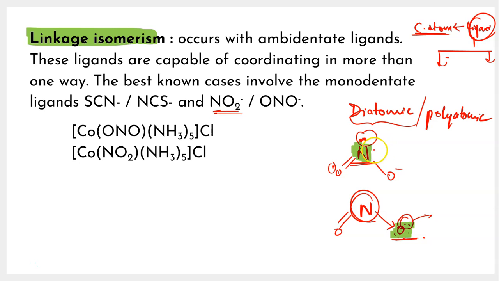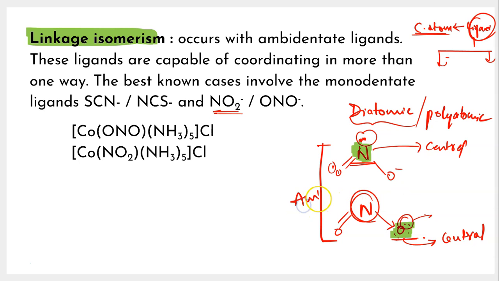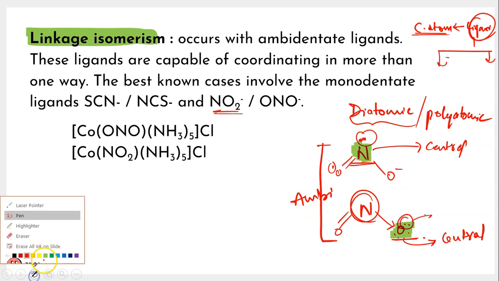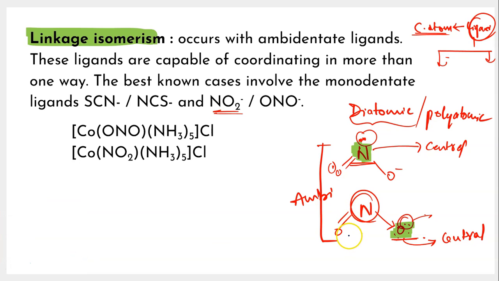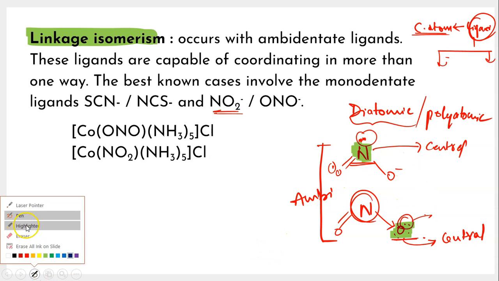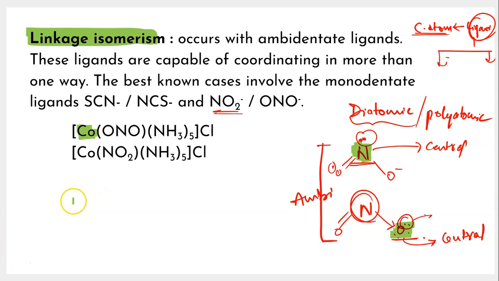In some cases, nitrogen might be directly connected to the central atom. In some cases, oxygen might be directly connected to the central atom. This kind of ligand is called an ambidentate ligand. So when you have such ambidentate ligands, there are two ways that the ligand can get connected to the central atom.